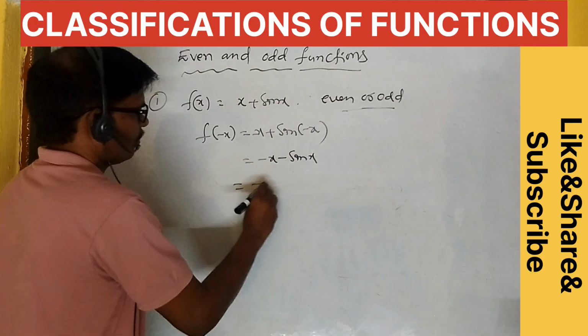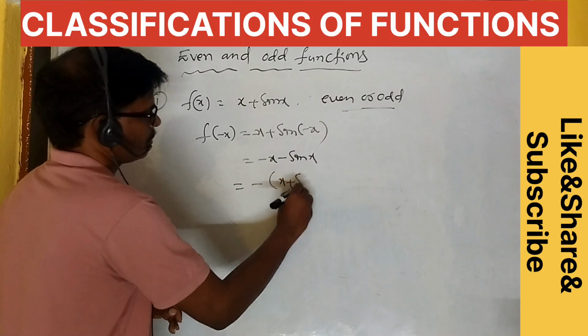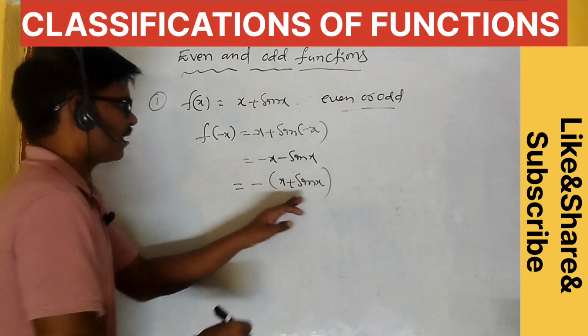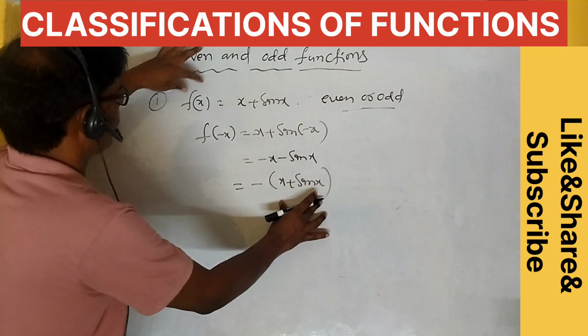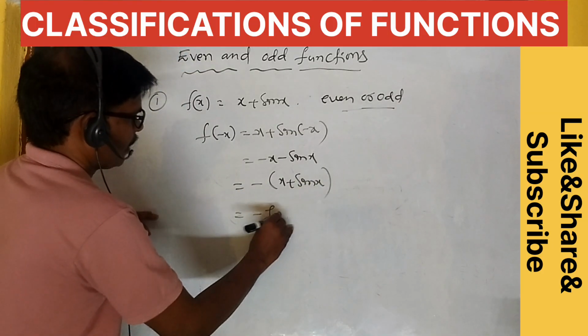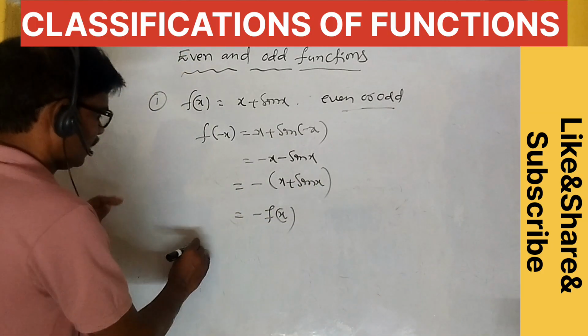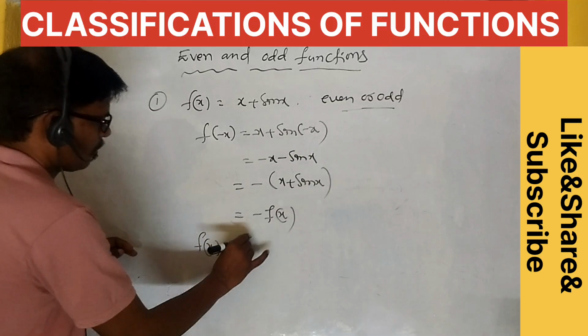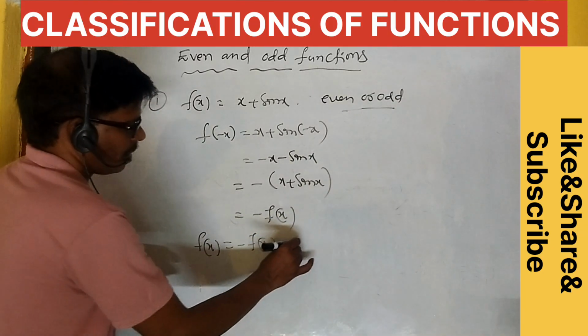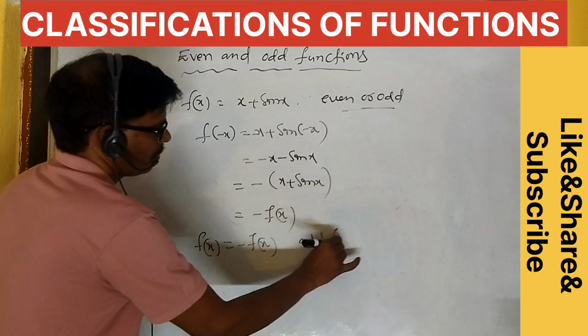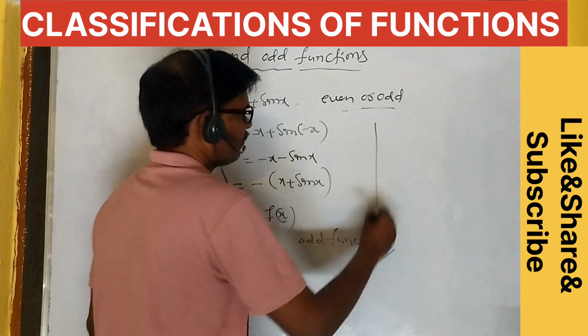Minus sin x, minus is the common, so x plus sin x. Here x plus sin x is equal to f of x, and this is the minus f of x. So f of x is equal to minus f of x, then it is called an odd function.